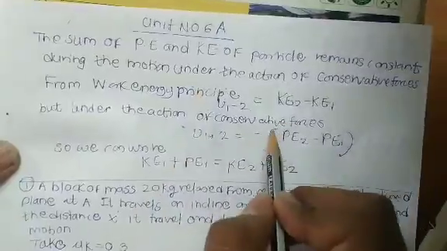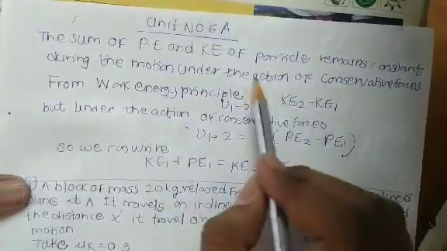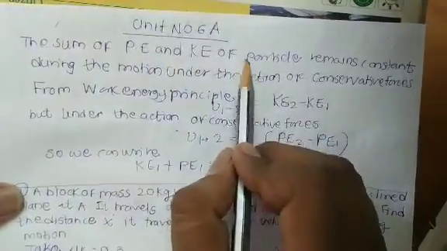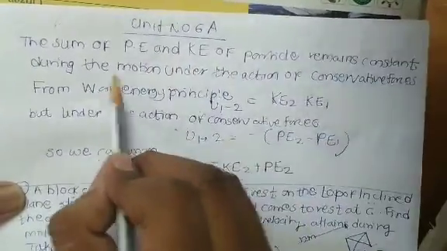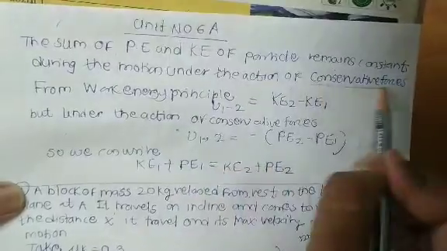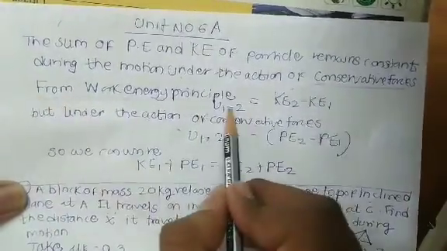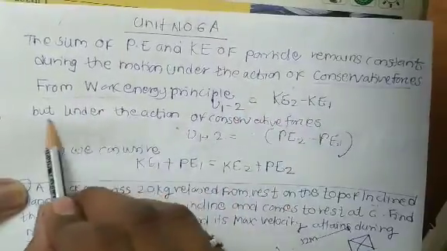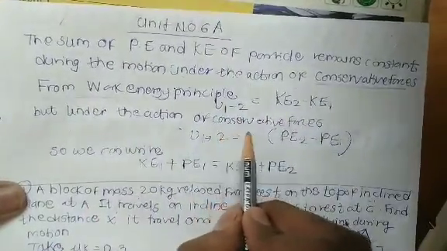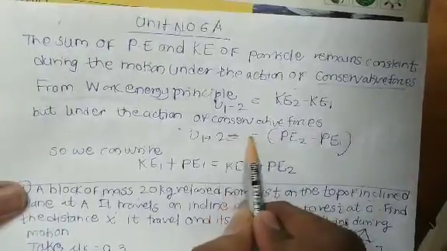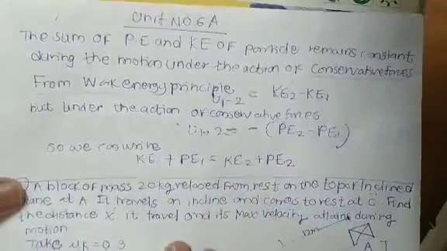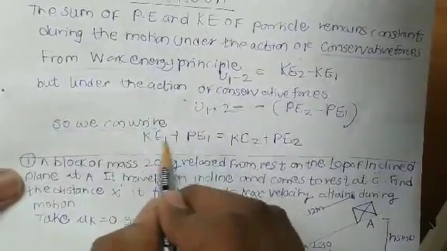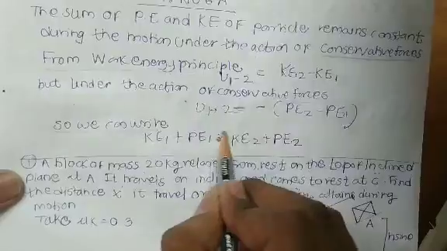This is the conservation of energy. So the sum of potential energy and kinetic energy of a particle remains constant during the motion under the action of conservative forces. So from the work energy principle we get U1-2 is equal to K2 minus K1, but under the action of a conservative force, U1-2 is equal to minus (P2 minus P1). So we can conclude, or we can write, that K1 plus P1 is equal to K2 plus P2.